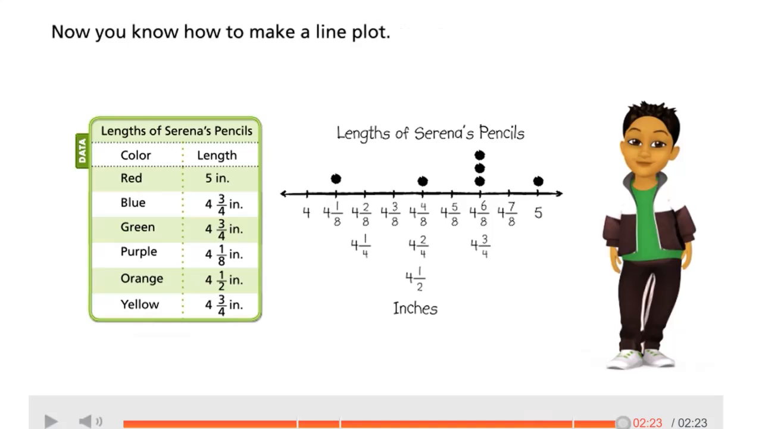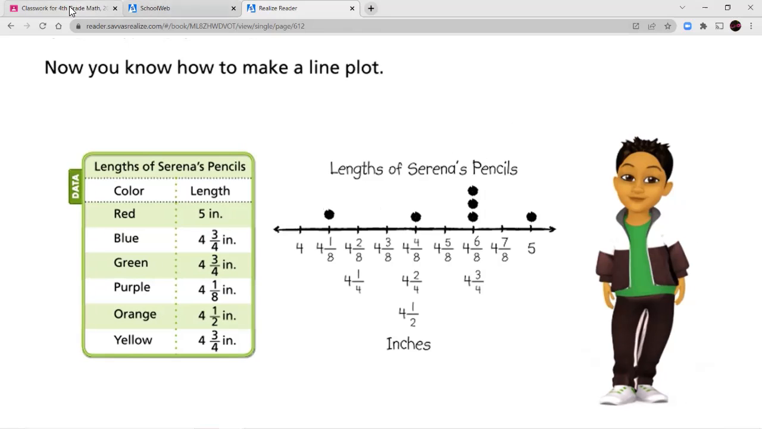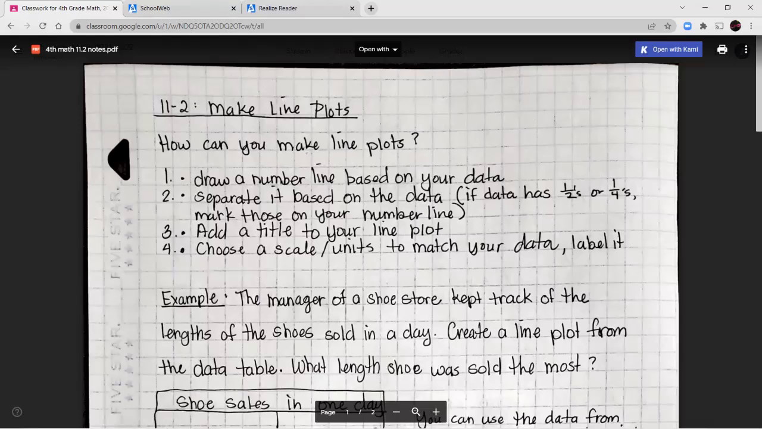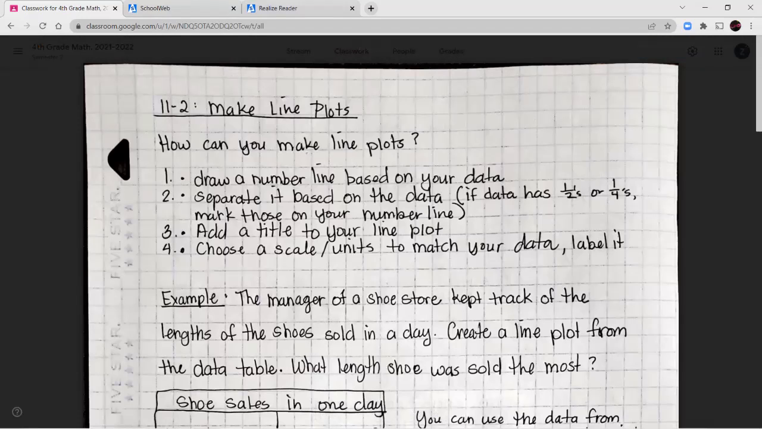All right, let's go ahead and get into our notes and our guided practice. And remember, when you're working on a line plot, you have a number line that's evenly spaced. You have a title for your line plot. You have your scale that shows the units that you're working with. And then you have your data points evenly spaced out on your line plot. So our focus question for this lesson is, how can you make line plots?